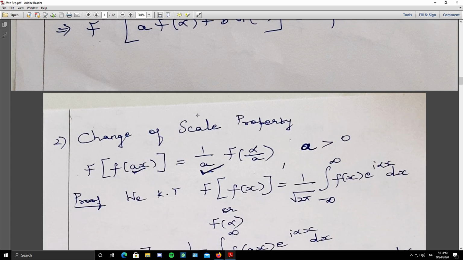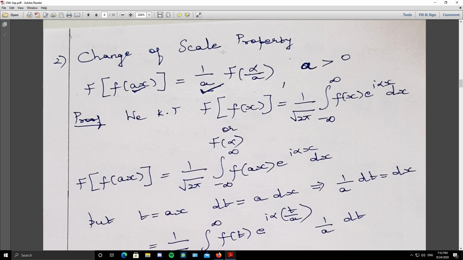Now we will see the second property, the change of scale property. Scale means a scalar thing. What is the change of scale property? The transform of the function f of ax equals 1 by a times f of alpha by a. So alpha is replaced by alpha by a. That is why you call it the change of scale property.